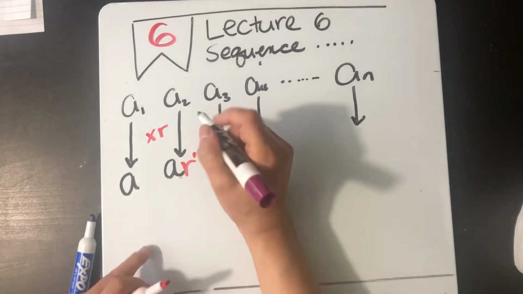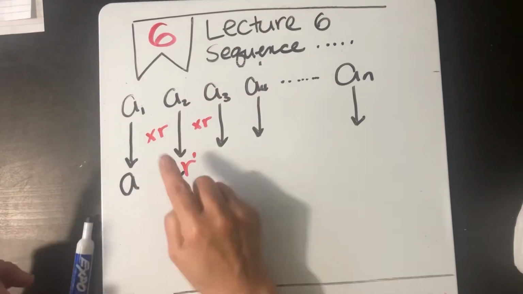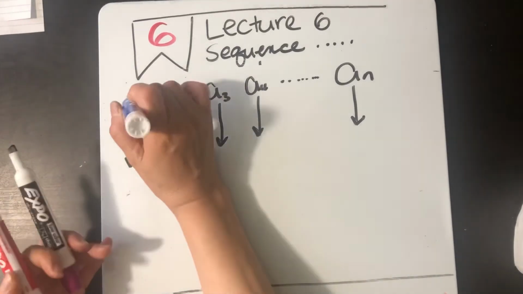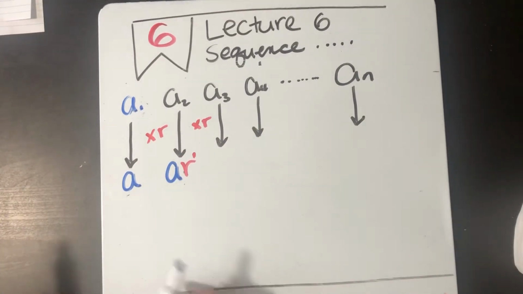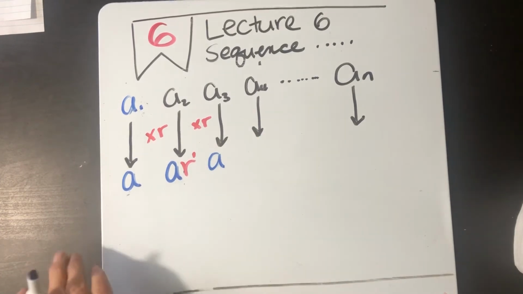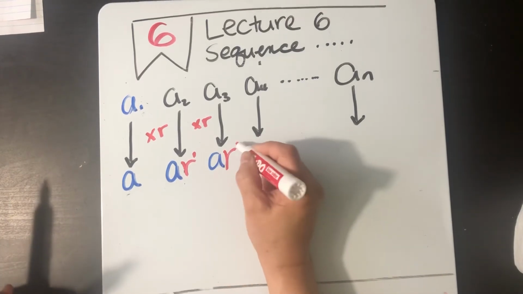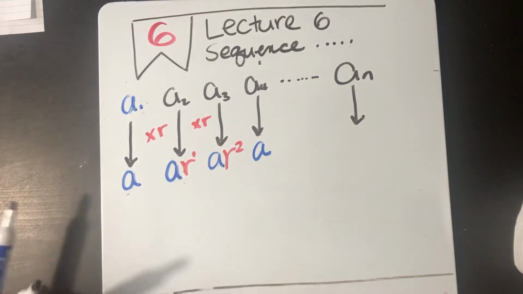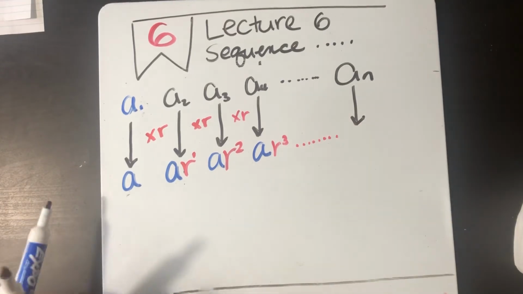So A3, we multiply by another R. This is in terms of the first one, because I'm doing the explicit formula. In terms of A, the first one, times how many more R? R twice, so R squared. How about here? In terms of the first one, A times how many R? You have to multiply by another R, so R cubed. All the way to AN.